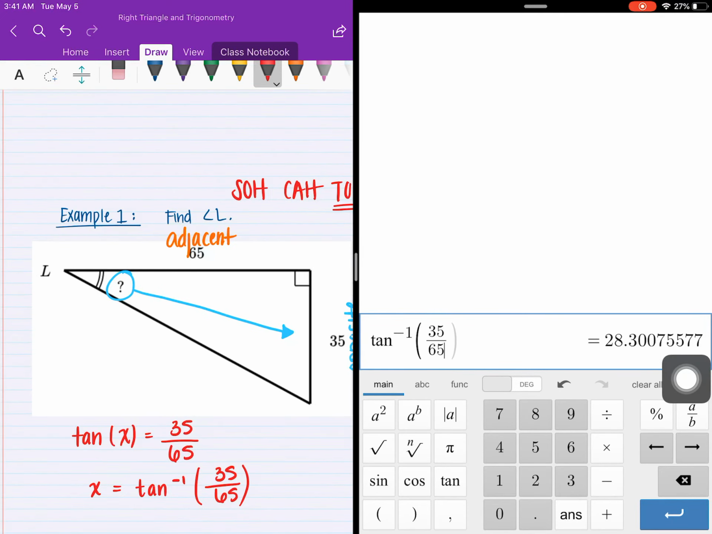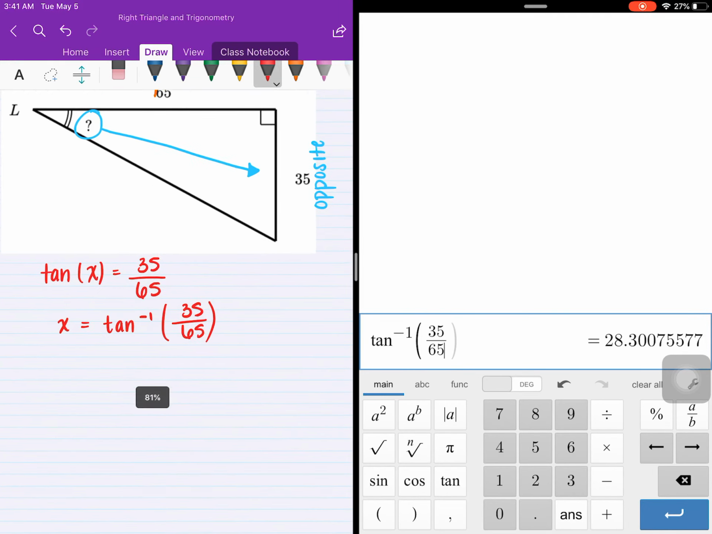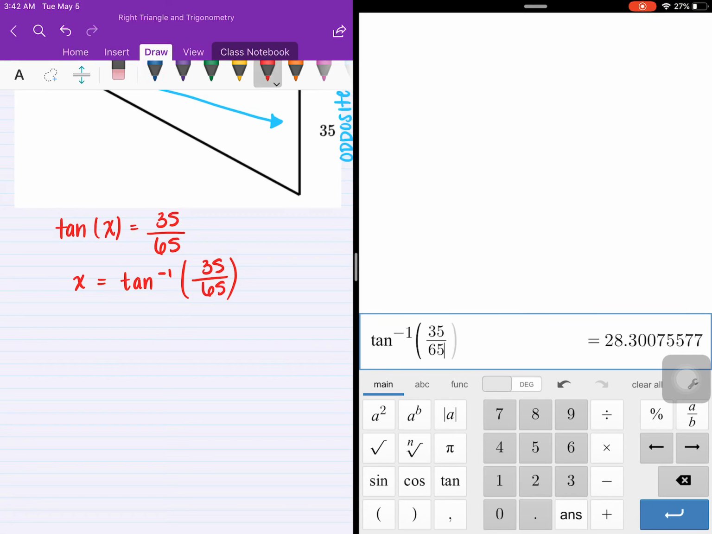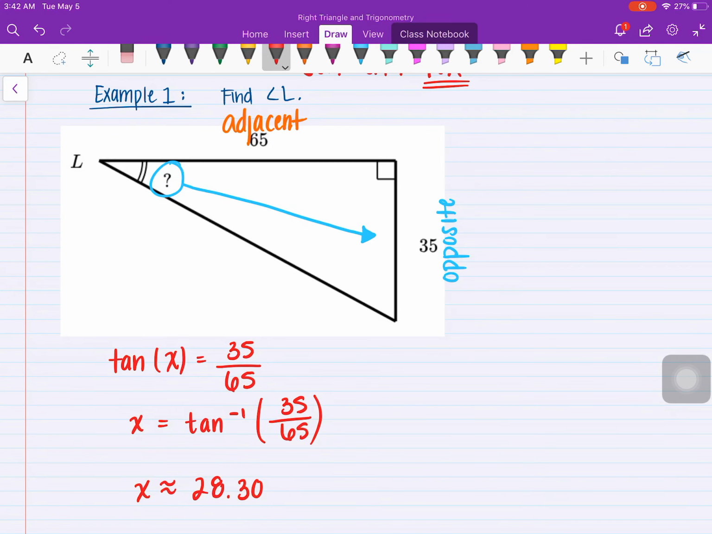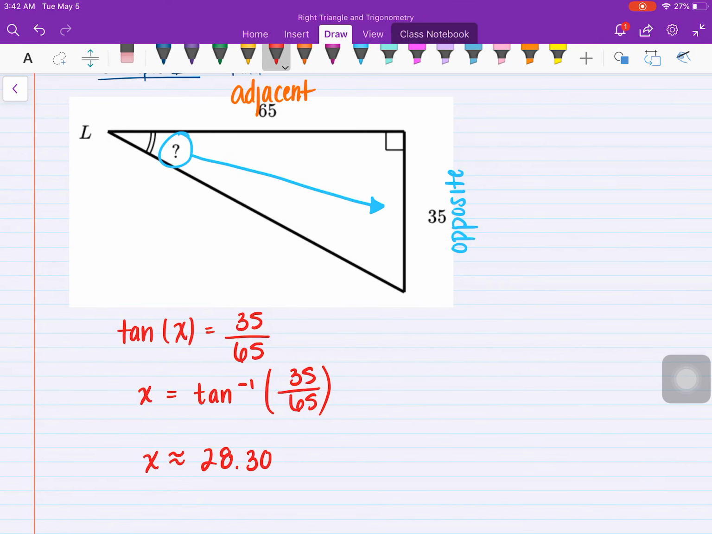In this case, they would most likely be asking us to round to 1 or 2 decimal places. So if I were to round to 2 decimal places, this would give me x equals about, because it's an approximation, 28.30. So our answer for x, our angle in this case, would be 28.30 or 28.3. So angle L is approximately 28.30 degrees.